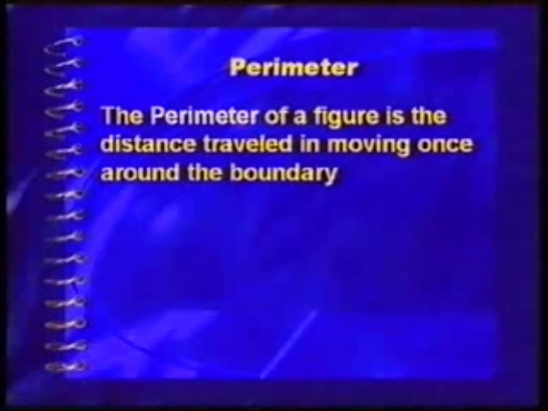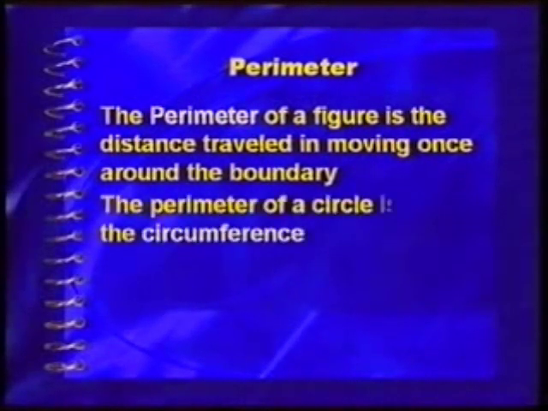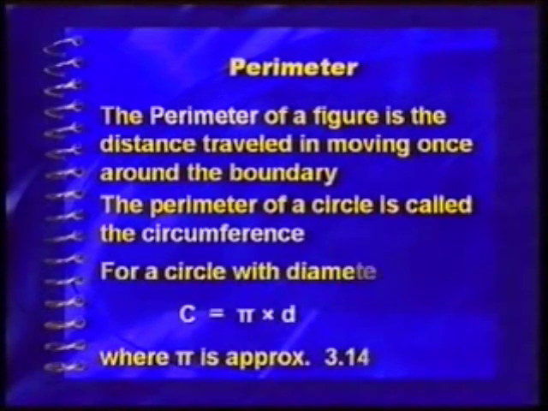The last topic in this program deals with perimeter calculations. Now, perimeter is simply the outside edge of a particular figure. Officially then, it's the distance traveled in moving once around the boundary. Now, for a circle, that perimeter is called the circumference. And it's got a special formula which you have seen before. It's pi, which is about 3.14, times the diameter. Let's get straight into a few problems, some easy ones first and then some more difficult ones.